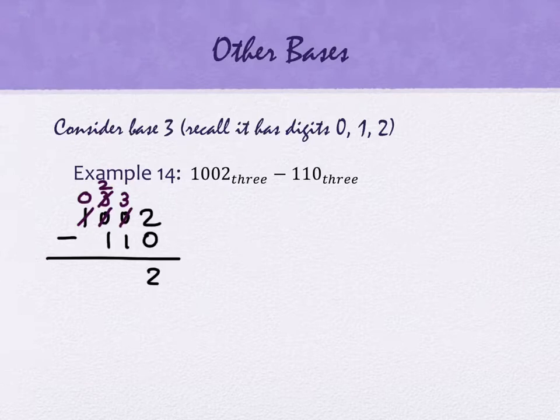Once I've done enough borrowing, I can do my subtracting. 3 minus 1 would be 2, and then 2 minus 1 would be 1, and this would be 1, 2, 2, base 3. So we will do equal additions next.